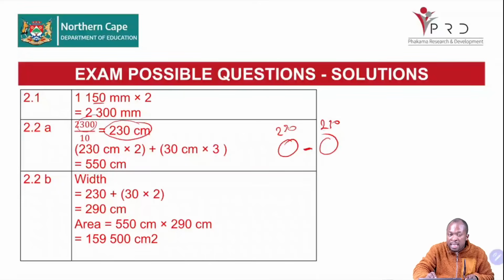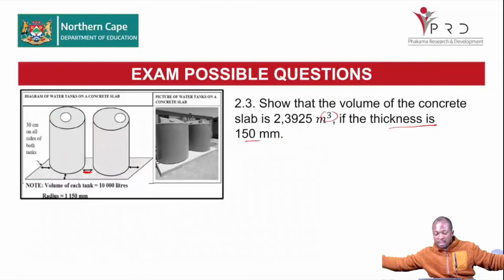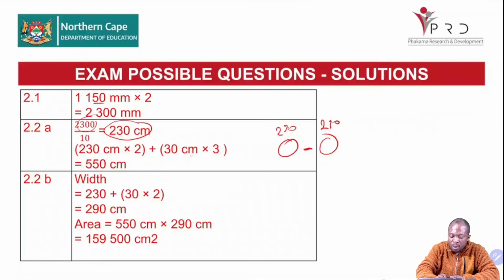Then in between here, do you see that arrow? Let me go back. Do you see the arrow here? It's 30 on here, 30 in the middle, 30 on the other side. So we are going to have how many 30s? 3 of them. That's why you see me multiplying by 30 here.